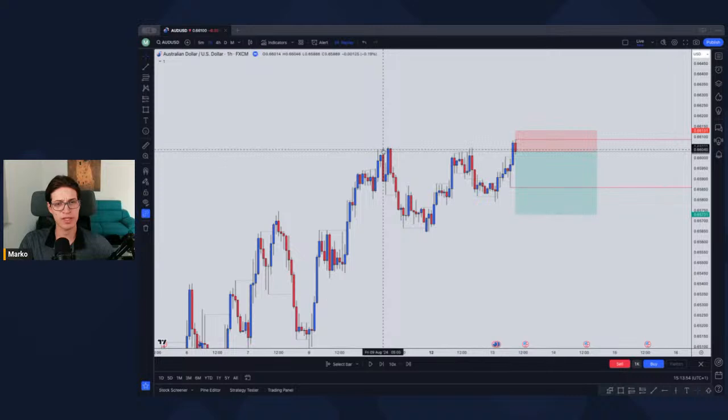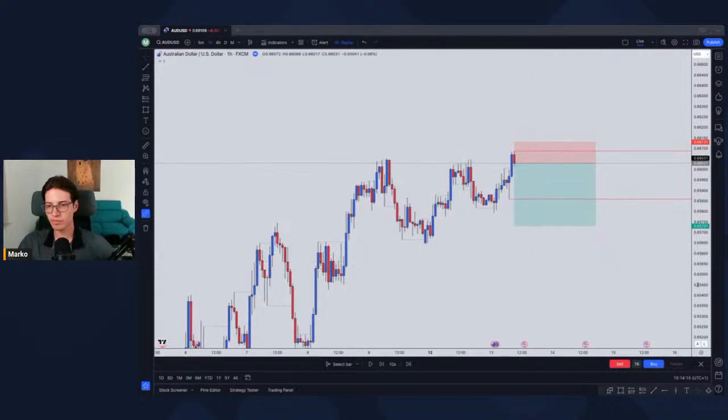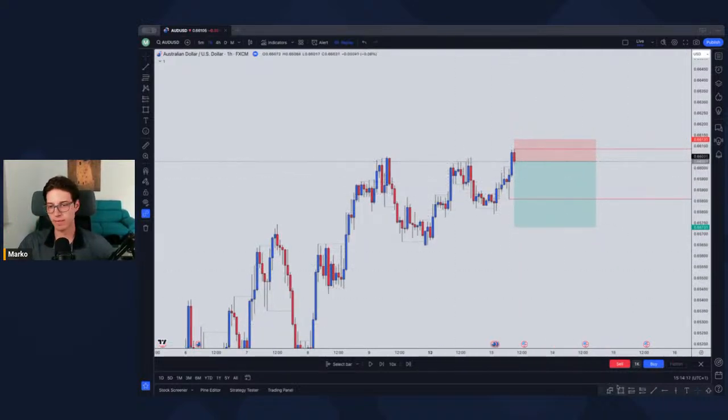I'm going to go through this Aussie and US dollar setup because I took this trade. Let me see if I took anything else. I'm going to go into my trade journal. I did take a continuation, but that was 3 weeks ago. So the only trade I have taken, I believe, this month is this one. So this is a liquidity sweep. It is a range bound entry.